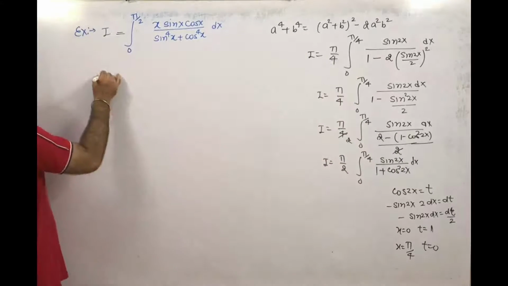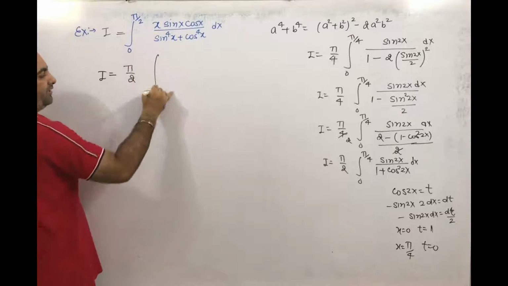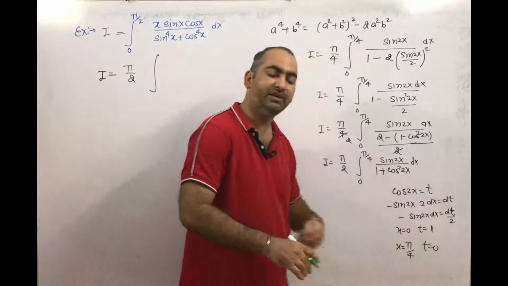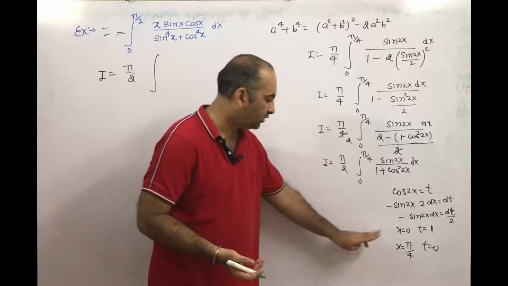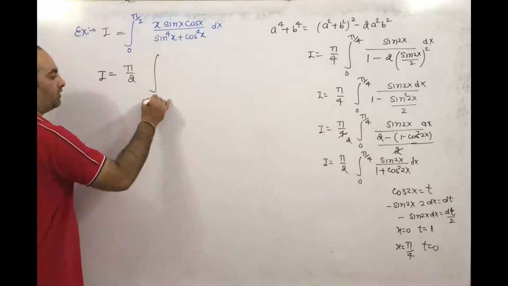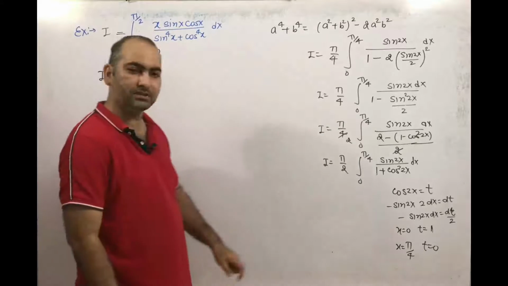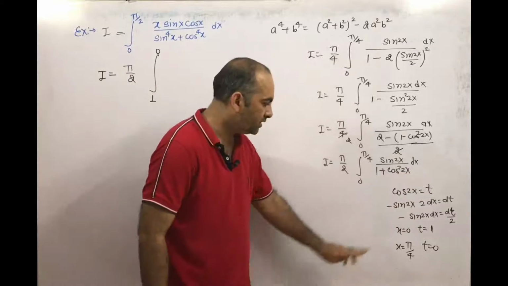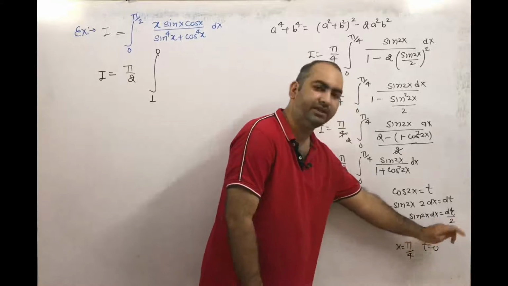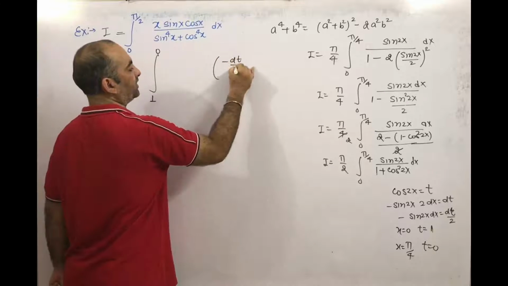This integration will become I equal to pi by 2 outside the integration. Okay, so we are converting cos 2x in terms of t, so the limits will come in terms of t. So the lower limit x is 0, so t value is 1. So here the lower limit is 1, and the upper limit will come, t equal to 0. Okay, sine 2x dx. We know minus sine 2x dx is dt by 2, so sine 2x dx is minus dt by 2.